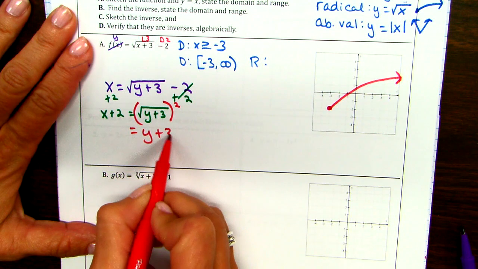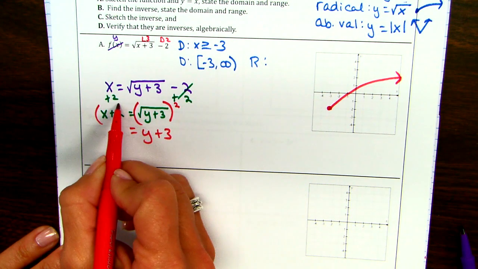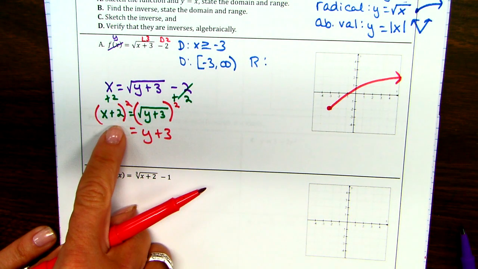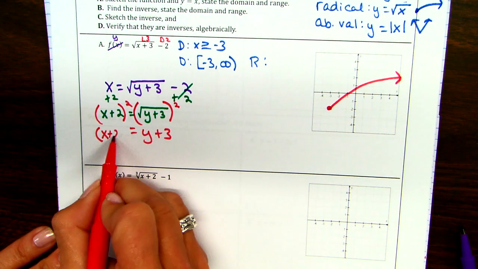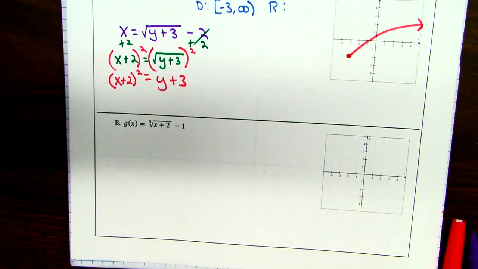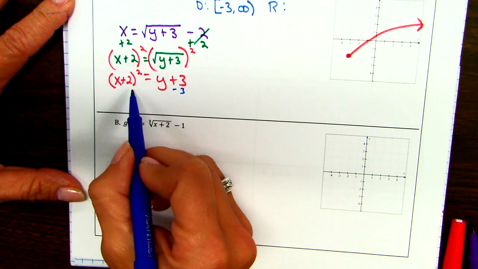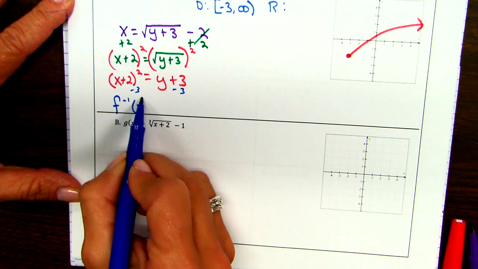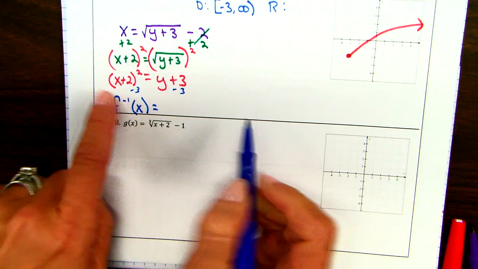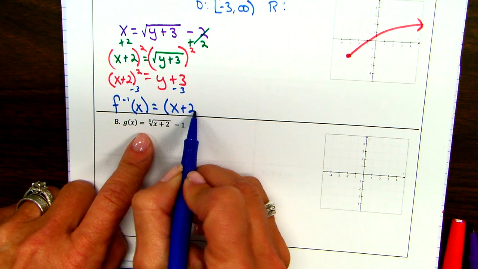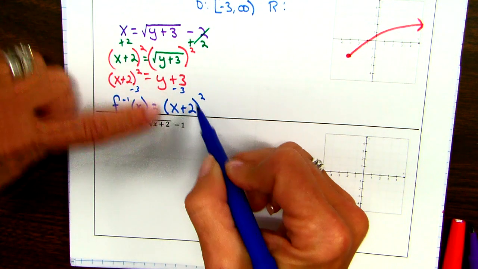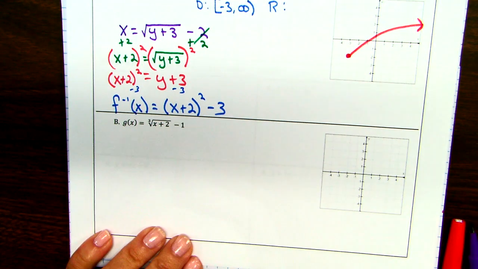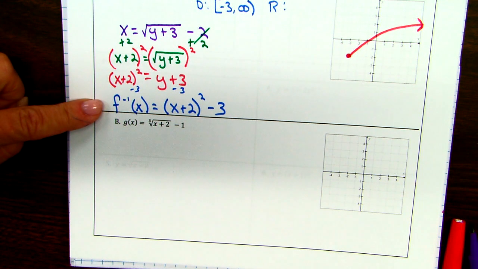It just leaves us with the radicand, which is y plus 3. But don't forget what you do to one side, you have to do the other. And you don't have to FOIL that. Leave it in the parentheses, totally fine. And then one more thing to get y by itself would be subtracting 3 from both sides. So my inverse, let's use proper notation, the inverse would be x plus 2 quantity squared. When I say quantity, it means what I just said was in parentheses. X plus 2 quantity squared minus 3. Right? This is the inverse.